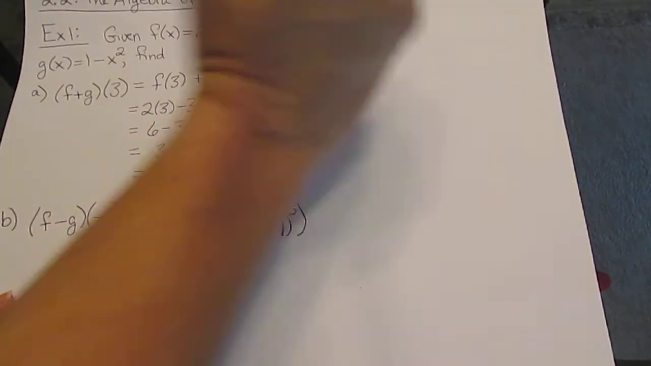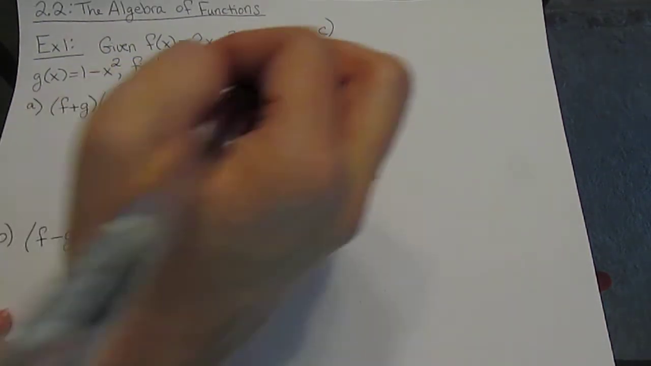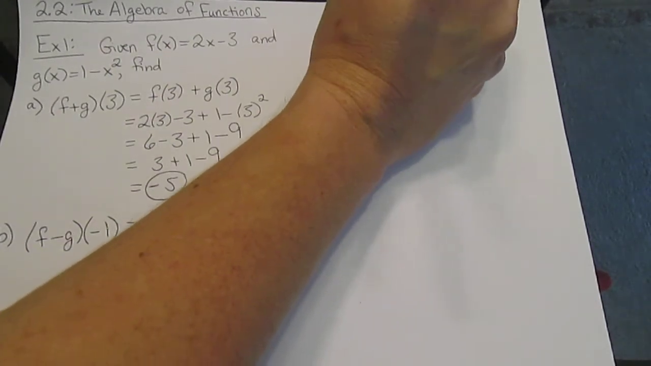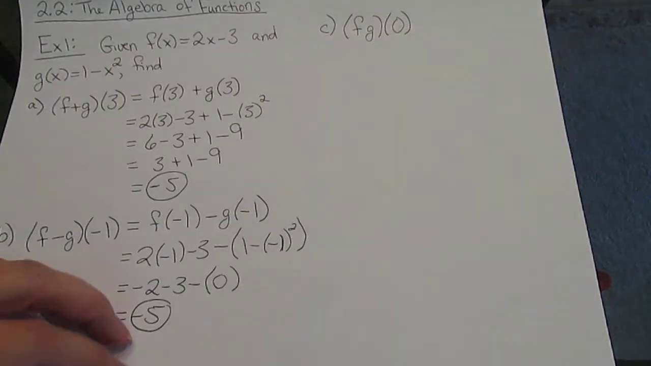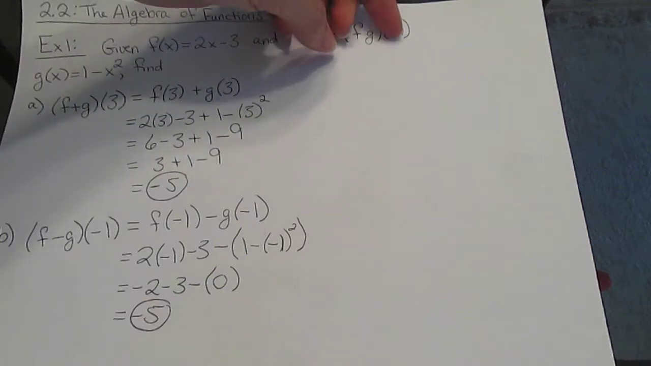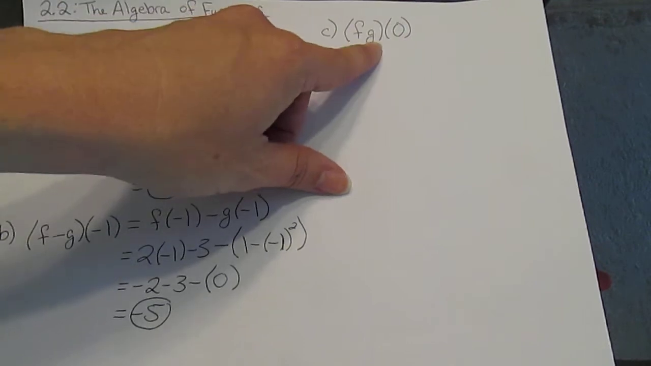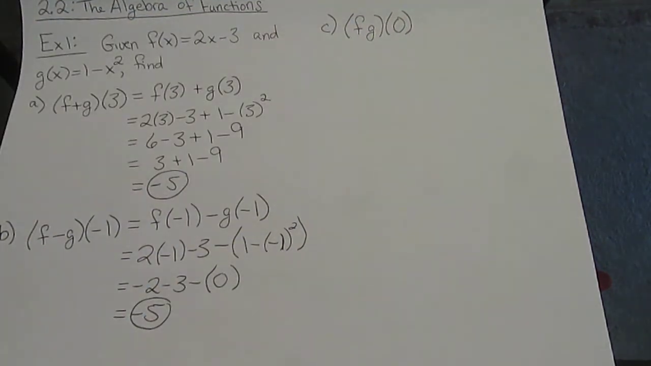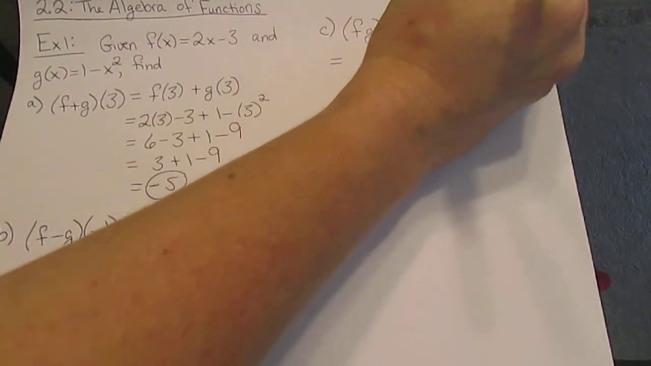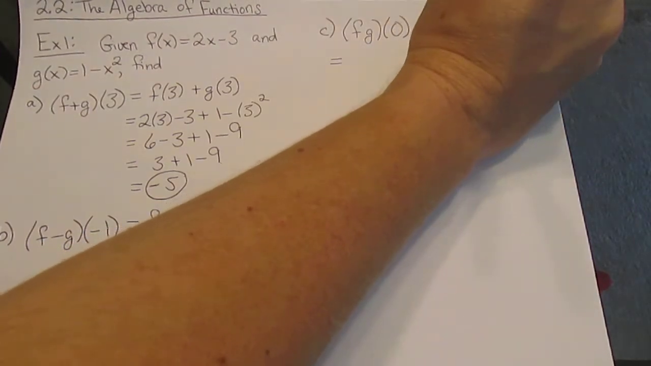Part C. I've got f times g of 0. Okay, and remember, this is function notation, so they're telling you to plug in the 0. Whatever's inside the parentheses here, you're plugging it in. Okay, so this does not mean multiply. Some people just put the answer 0, but no, you're plugging in the 0, and we'll see what we get. So again, we can rewrite it, f of 0 times g of 0.